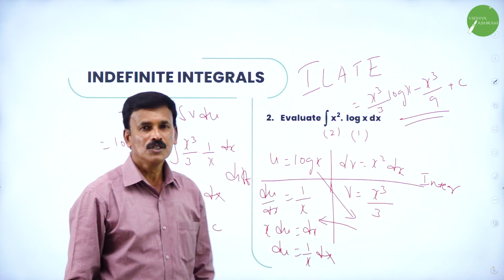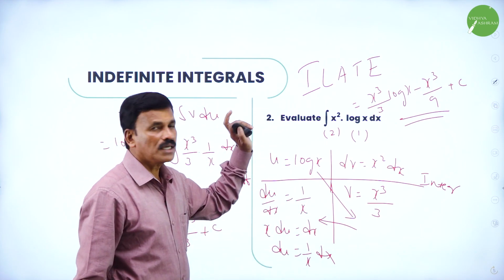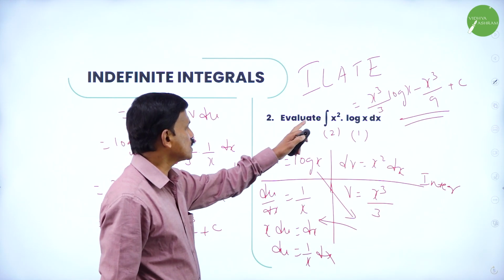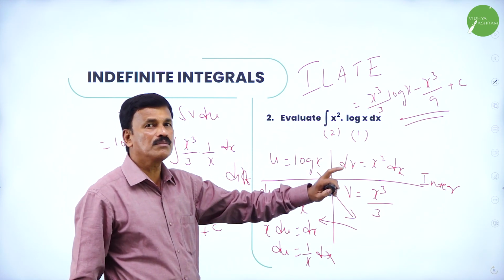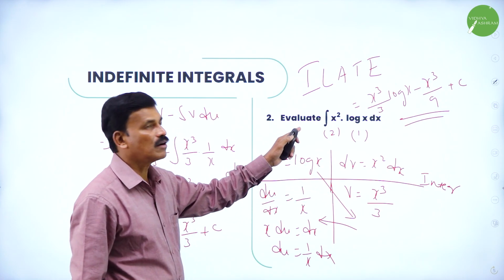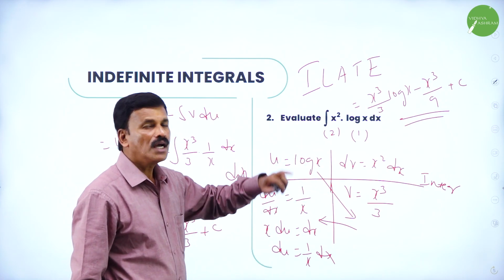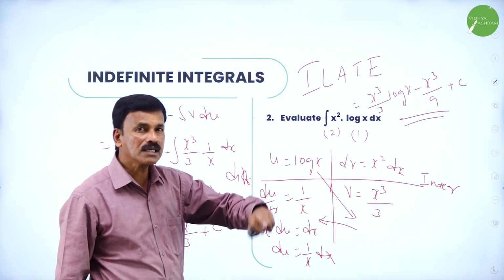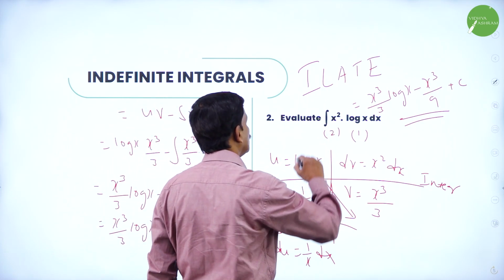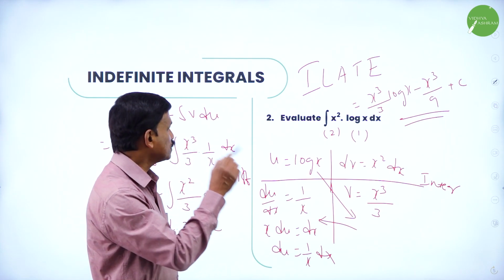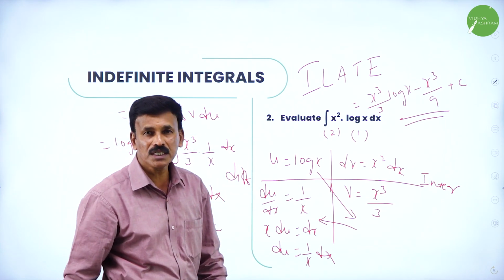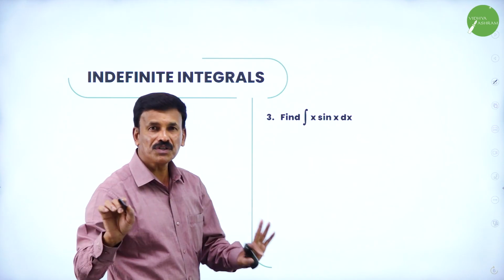That's it. So first just apply the ILATE rule. If it is a logarithmic and algebraic function, first consider logarithmic as the first function and algebraic function as the second function according to this ILATE rule. That is inverse function, logarithmic function, algebraic function, trigonometric function and exponential function. Now move on to the next problem.